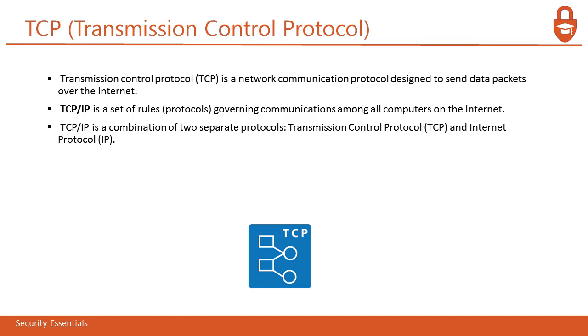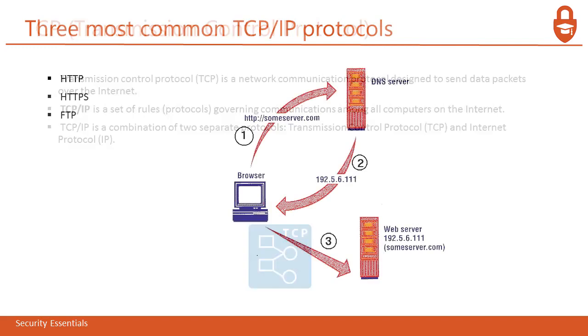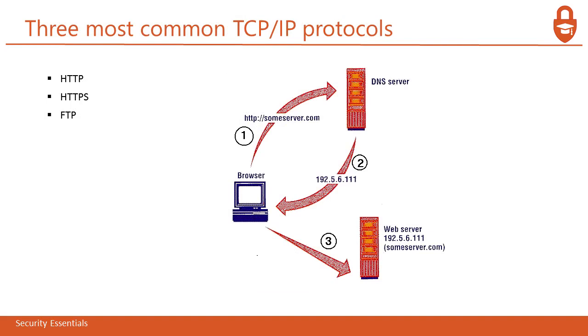When we are using a TCP/IP communication channel, as I have told you, we have 2 kinds of communication channels. The first one is OSI, and the second one is TCP/IP. When we are using the TCP/IP communication channel, then we are using Transmission Control Protocol and Internet Protocol. 3 most common TCP/IP protocols are HTTP, HTTPS, and FTP.